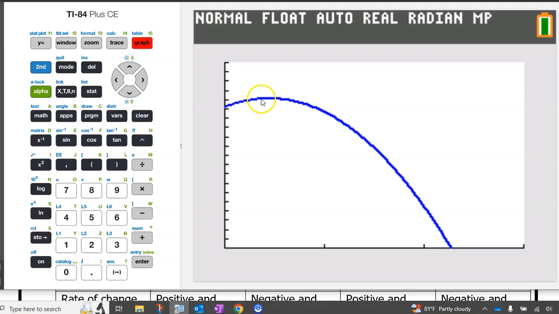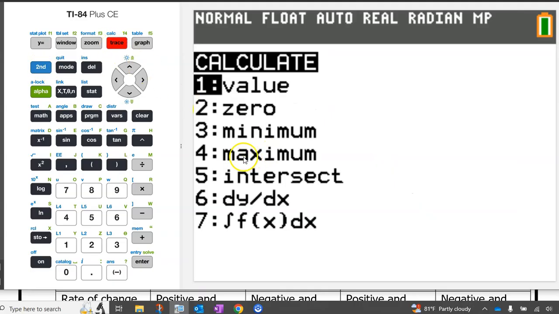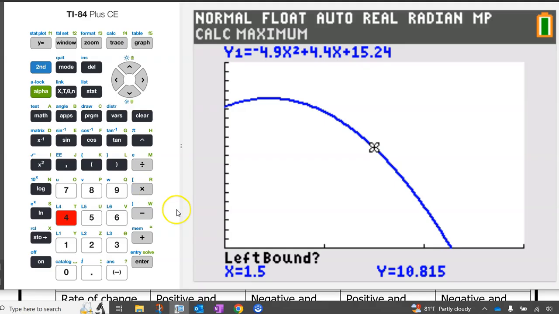So we wanted to find the maximum height of the ball. So we will hit second trace and choose the option that says maximum, option 4. You can either scroll down to it or you can just hit the number 4. It's going to say left bound and then later right bound. When it says left bound, move the pointer to a place that is to the left of the max.